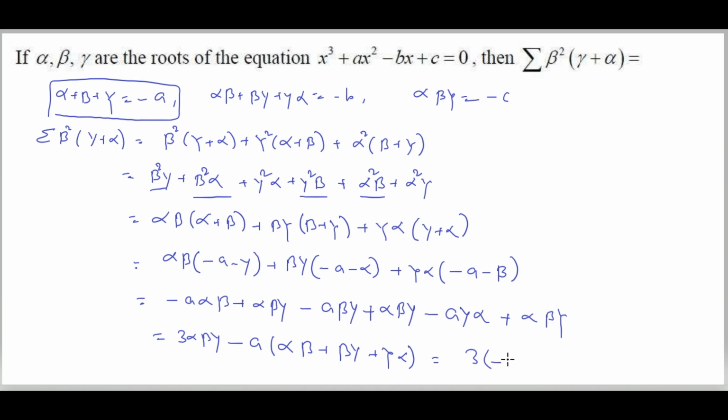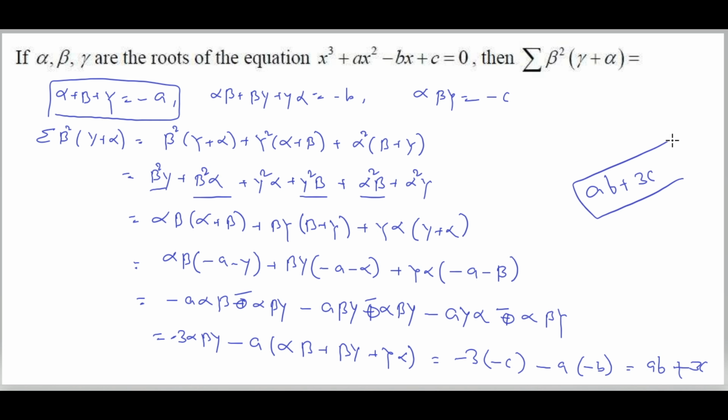This is minus 3c, minus a into alpha beta plus beta gamma plus gamma alpha, whose value is minus b, that is equal to plus ab minus 3c. Here, minus 3 alpha beta gamma, that is minus 3 into minus c, is plus 3c. So the answer is ab plus 3c. That is the answer.